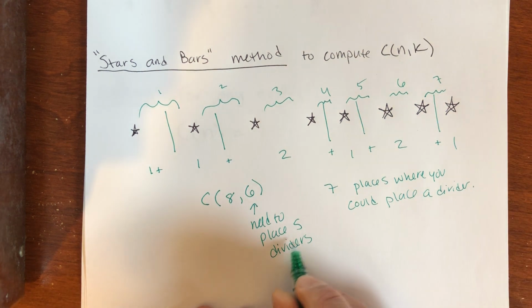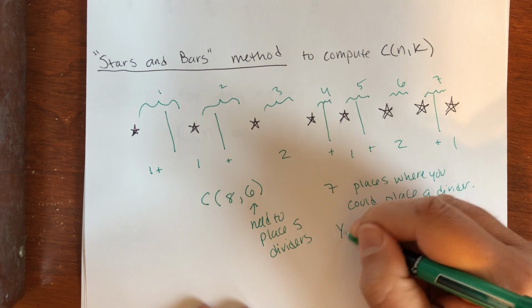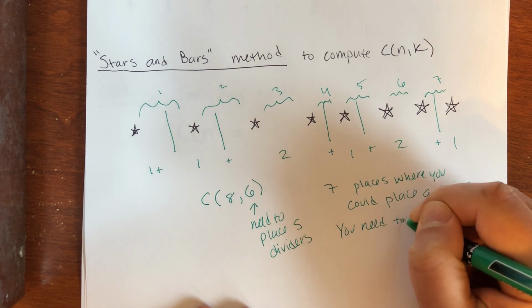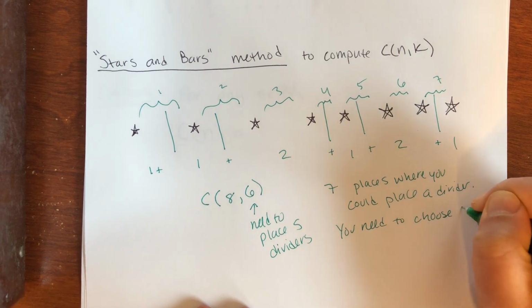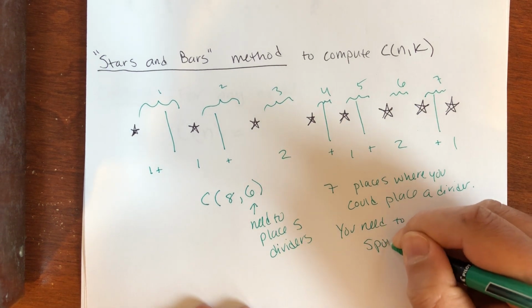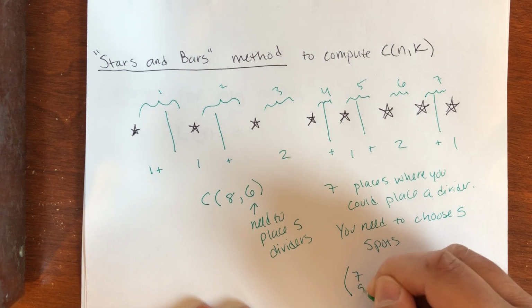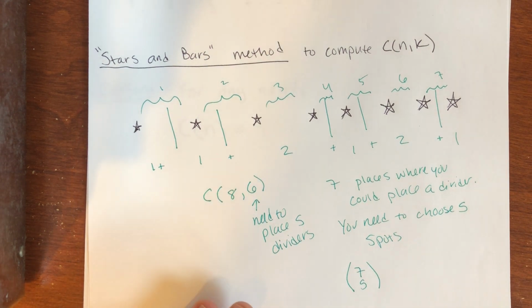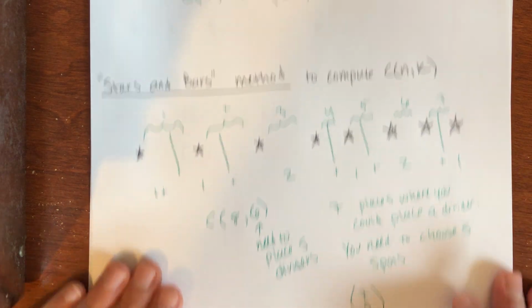And you need to choose exactly 5 of those. You need to choose 5 spots. So of course there's 7 choose 5 ways to do this. And we use 7 and 5 here so that we could actually draw a picture, but there's nothing special about that. This works for any n and k as long as k is less than or equal to n.